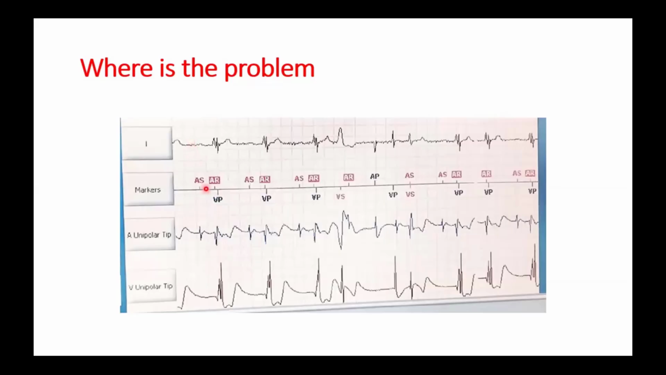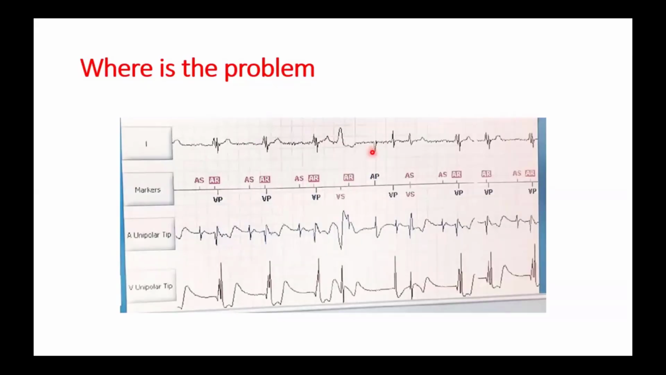Okay. The next beat is the same. The third beat is the same. Then we got a PVC. This PVC actually has a retrograde P wave. And this retrograde P wave is again in the refractory period, the post-ventricular atrial refractory period. So this is perfect. Then comes atrial pacing, because this atrial refractory event will not reset the lower rate. The lower rate is not reset here.